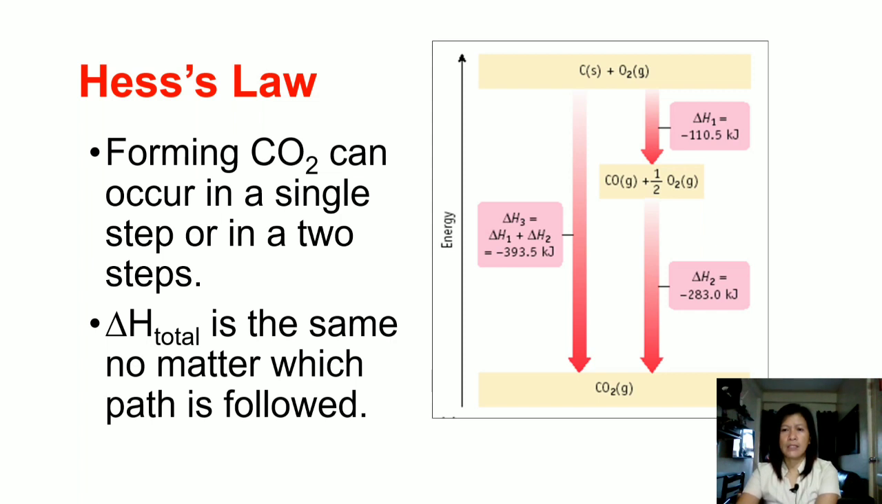In the second step, the enthalpy is negative 283 kilojoule. Adding the enthalpies of the individual steps, you will get a total of negative 393.5 kilojoule. So the sum of the enthalpies in the individual steps gives us the total enthalpy of the reaction.